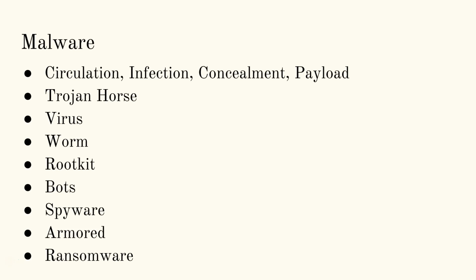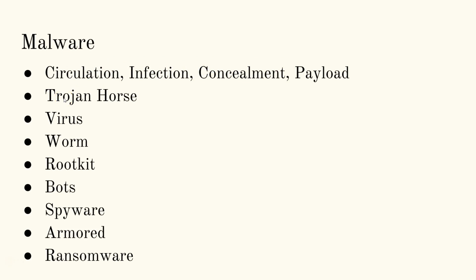So first of all, let's talk about malware. In general, security experts try to classify malware with circulation, infection, concealment, and payload as characteristics. We're going to work our way through some common phrases, and each one of these tends to indicate one, if not a couple, of these different categories. So case in point, like a Trojan horse.